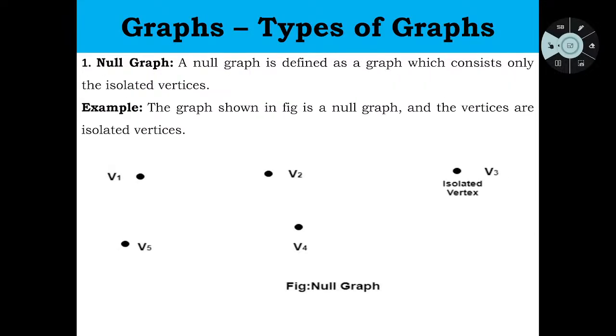Next you are talking about null graph. Null graph means what? Yesterday we have discussed. You have a graph which only has isolated vertices. So here what are the isolated vertices? It is V1, V2, V3, V4 and V5. They have no path. Such a graph is called a null graph.